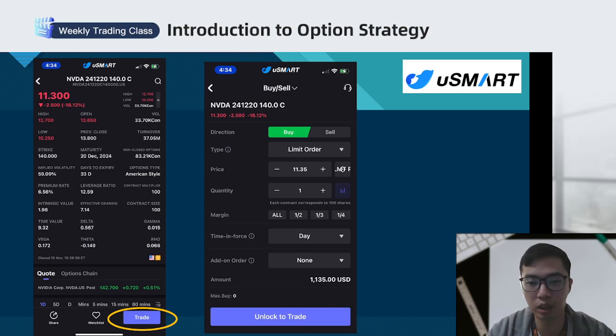In this case the app hasn't unlocked the trade yet. Usually when you unlock the trade, there will be a submit button. So when you press submit, then everything is done. Then you have successfully bought NVDA 20th December 2024 expiry date, strike price 140, call options.